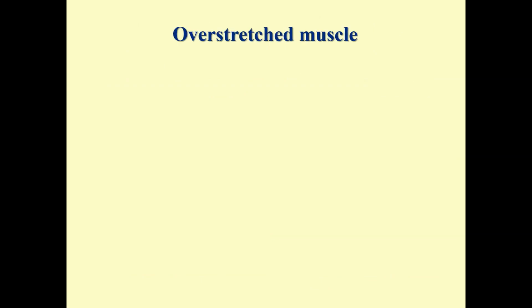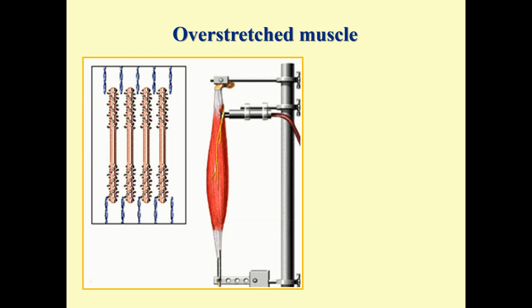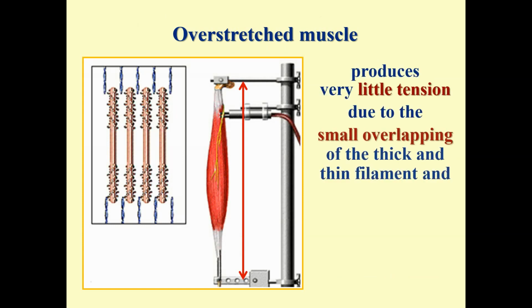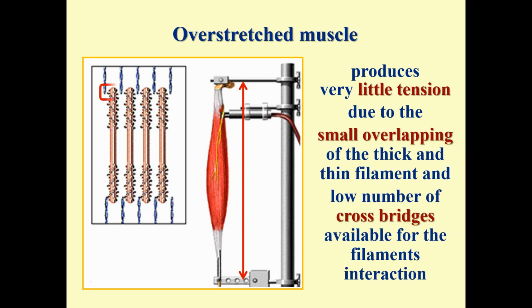And overstretching, more than 50%, produces extremely weak contraction. Look here, this is excessive stretching of the muscle, and notice why it produces very little tension. Very small overlapping of filaments. Here, just a few heads of myosin can become attached to actin and try to pull them to the central sarcomere. But compared to the full amount of the heads of cross bridges, this little amount that can participate cannot produce normal force of contraction.